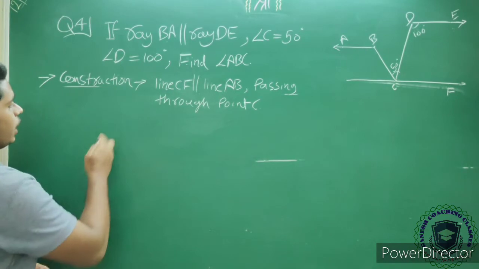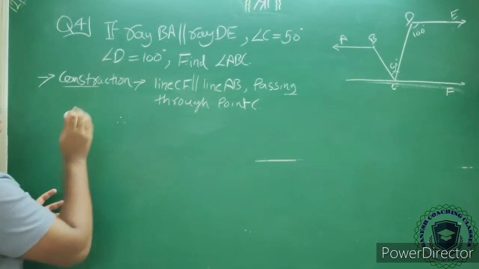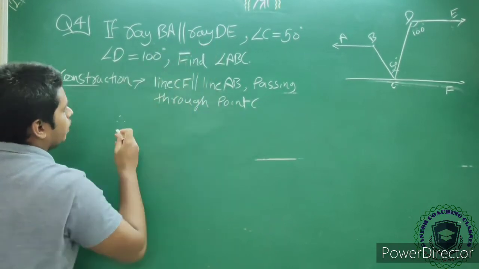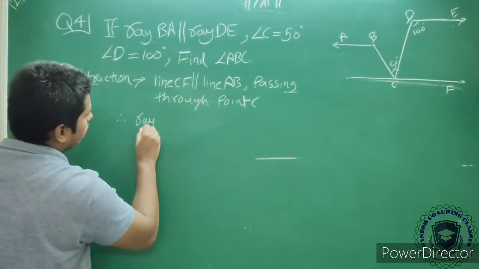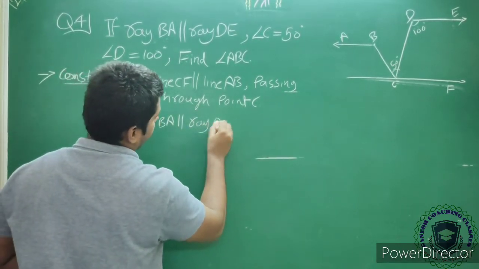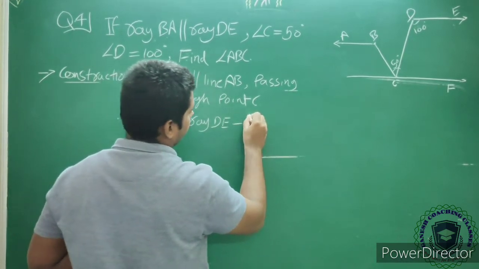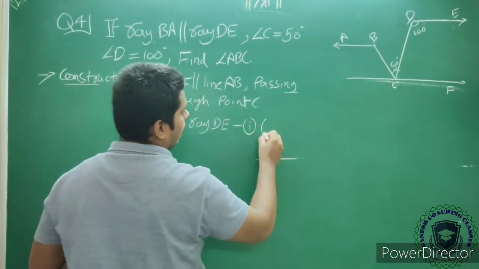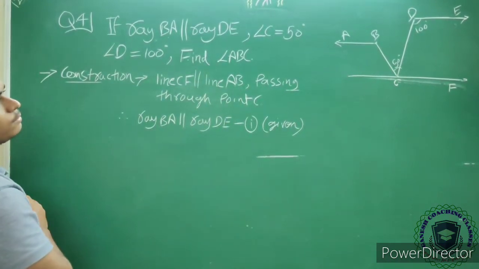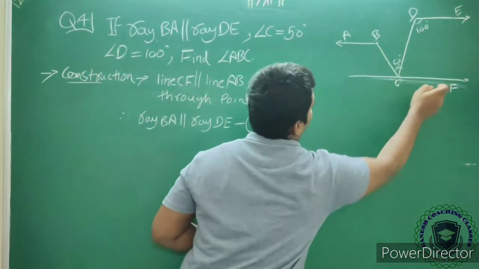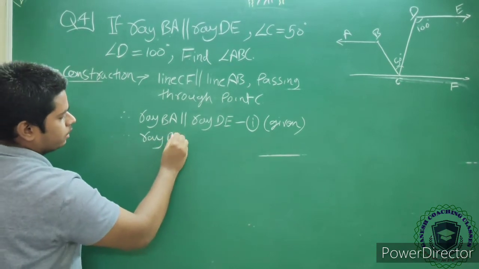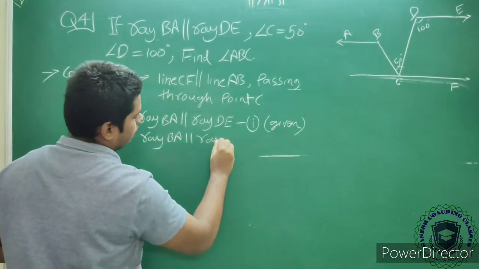First of all, we have to write what was given in the data in the question. That ray BA is parallel to ray DE. So ray BA is parallel to ray DE. Here we are considering this as equation 1, and we got this value as given in the question. And now AB is parallel to CF. Ray AB or BA is parallel to ray CF.